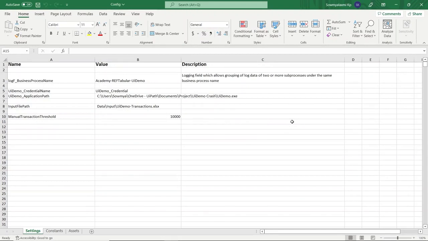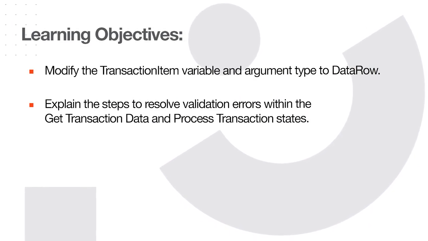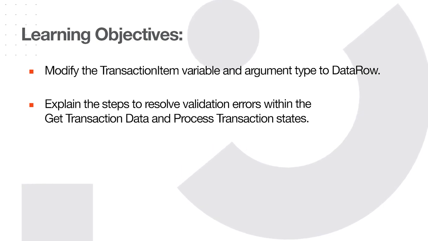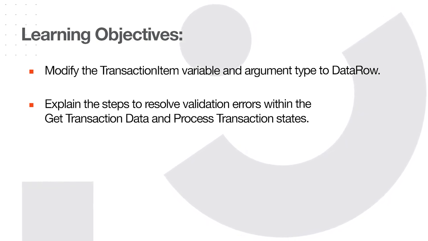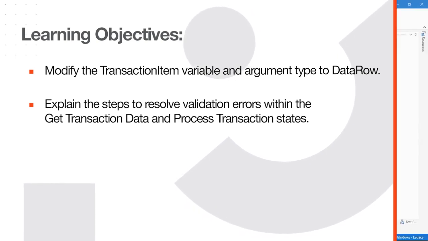You may remember that we've also added our Excel file and the pre-built workflow files to the project folders. If you're building along and you haven't done so already, this is a good time to copy the workflow files to the project folder, copy the Excel file to the data folder, and open the REFramework without QueueItems checklist. In this demo, we'll modify the transaction item variable and argument type to DataRow and explain the steps to resolve validation errors within the getTransactionData and processTransaction states. All set? Great! Let's continue working on the project.